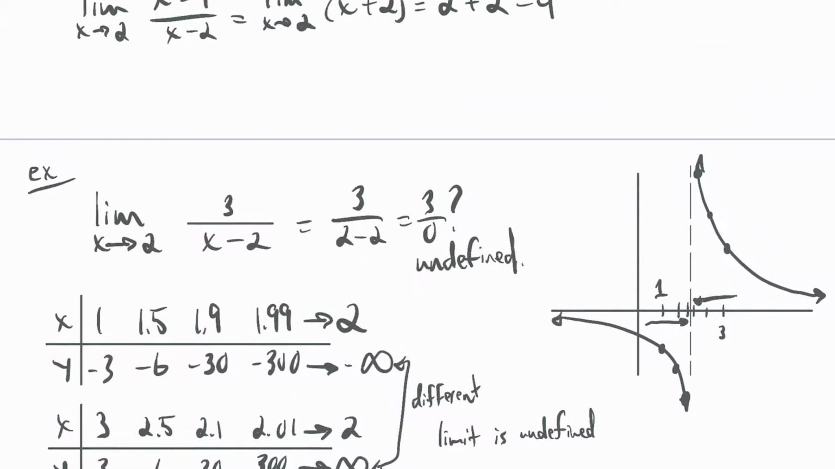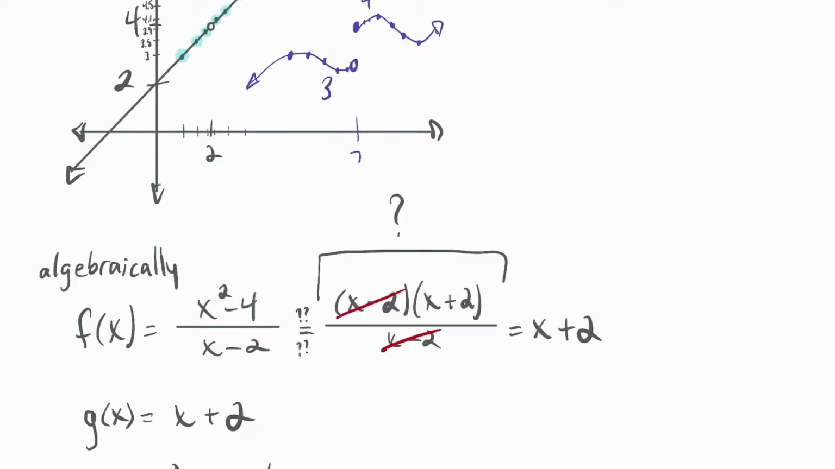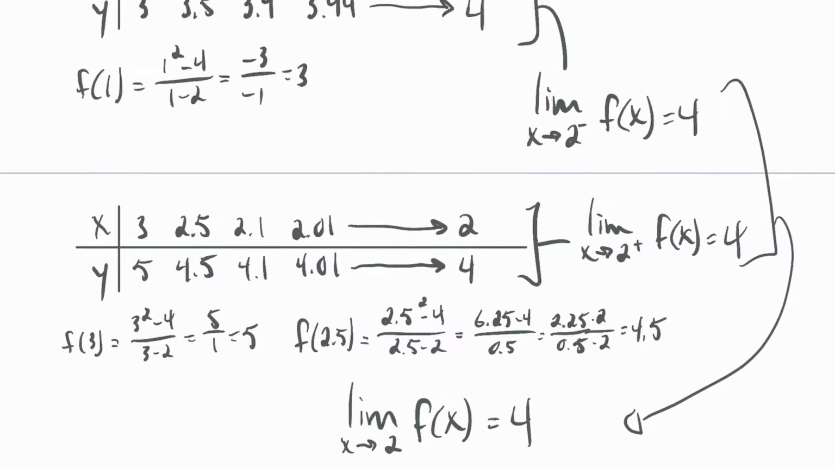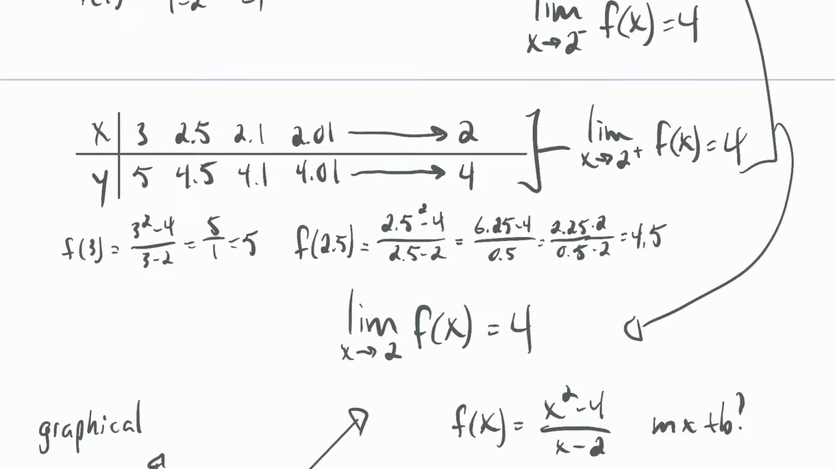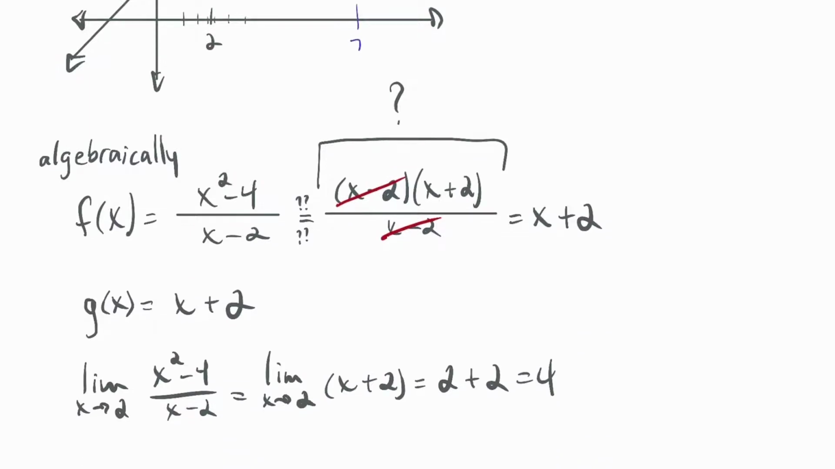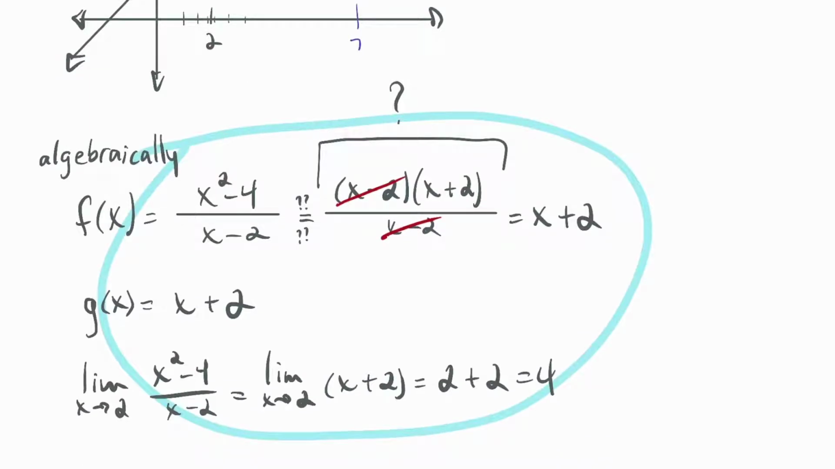So when you have something that appears to be 0 over 0 when you plug your number in, that means you're probably going to have to do some algebra. You could do it numerically or algebraically. There's some work you have to do to find out what the result is, okay? And often an algebraic approach like this one will work, okay?